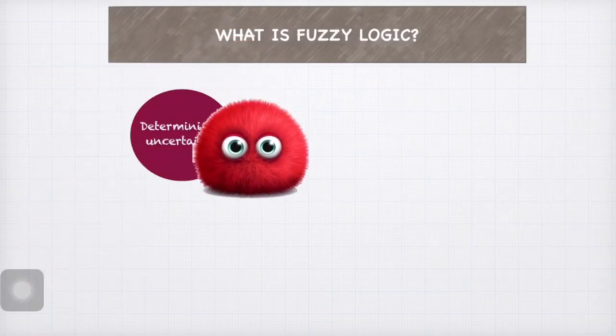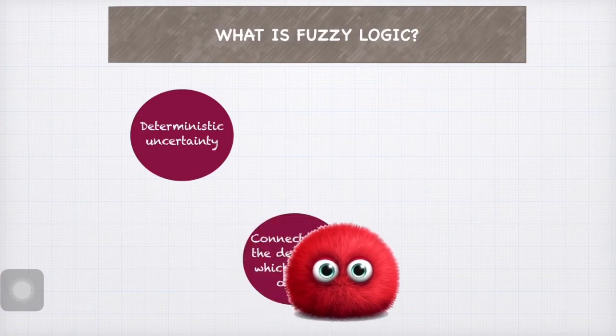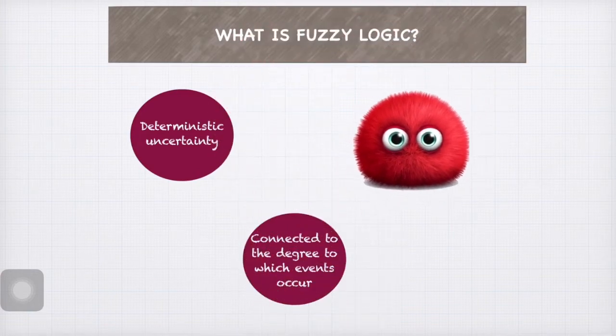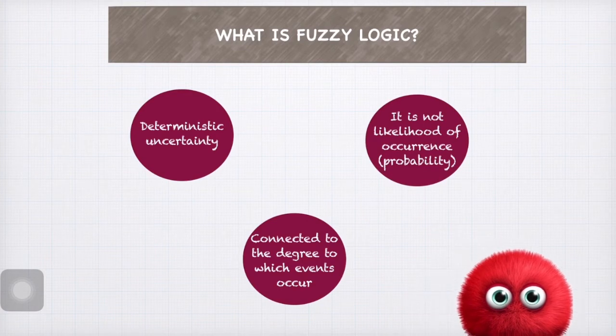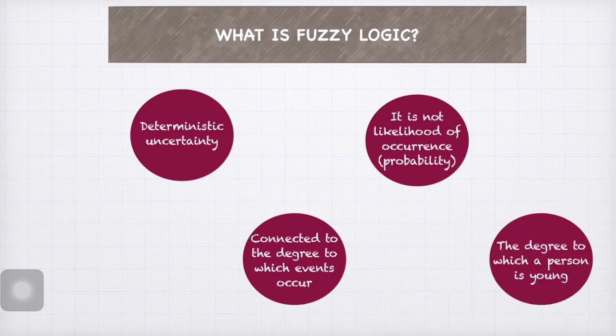So, what is fuzzy logic? Fuzzy logic is a deterministic uncertainty. It is connected to the degree to which events can occur. It is not about how likely something is to occur, or probability, like we look at in naive Bayesian. However, it is more describing how much something belongs to something. For example, the degree to which a person is young. How young is a person?